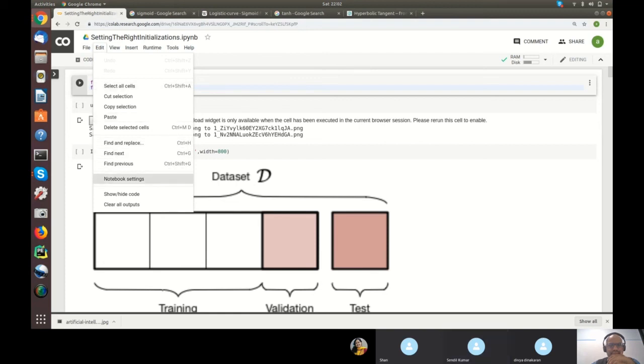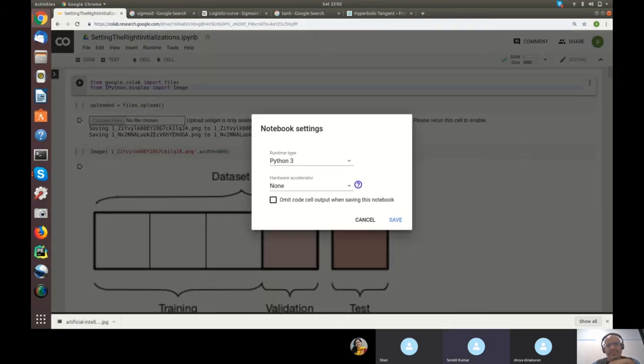Okay. Thanks, Abhi. And it has this cool thing where if you go to settings, you can pick GPU. Okay.